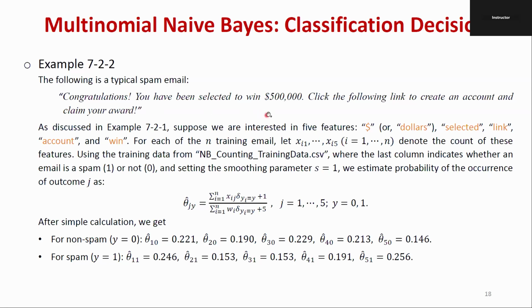Congratulations, you have been selected to win $100,000. By the way, nowadays those kinds of spam emails have become like 5 million; maybe $500,000 is too little for many people. For me, it's still enough. If someone can give me 500,000, I will be very happy. Of course, it's a spam email. You have been selected to win, sorry, $500,000. Click the following link to create an account and claim your reward.